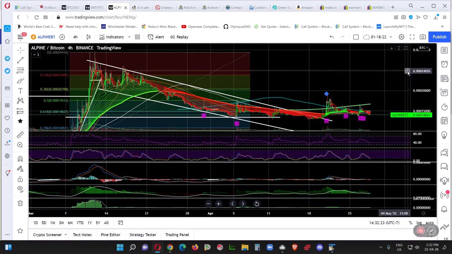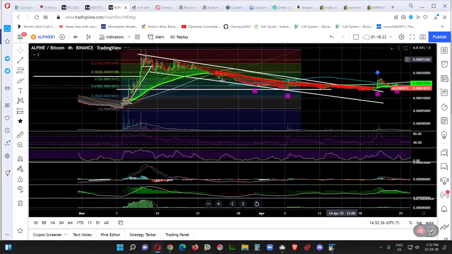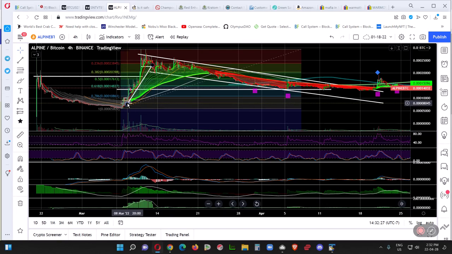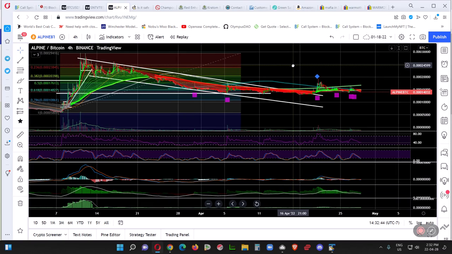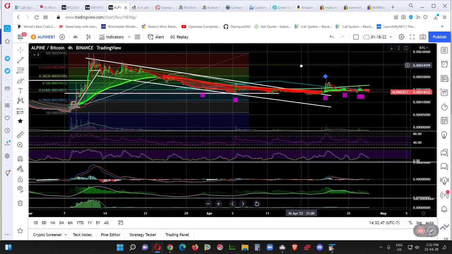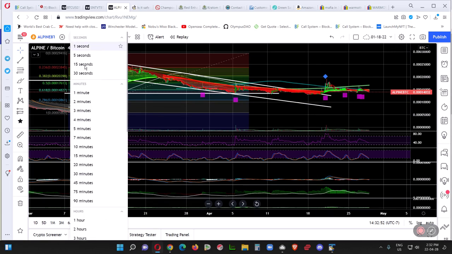As you can see, Alpine had its first breakout here at about 8,000 Satoshis. I started really talking about it here at 10,000 Satoshis, and then it went up to 30,000. So this coin has seen some extraordinary price increases, and it will increase further as time goes along. So we're going to talk about trading swings.